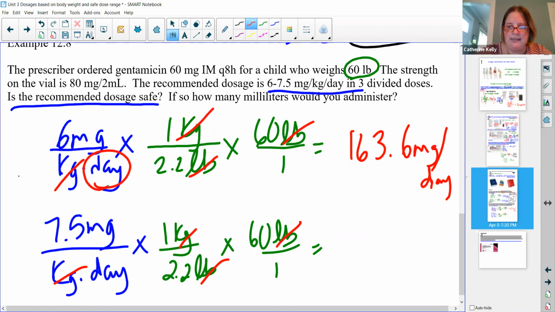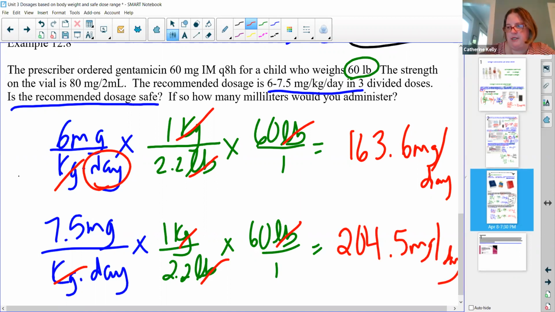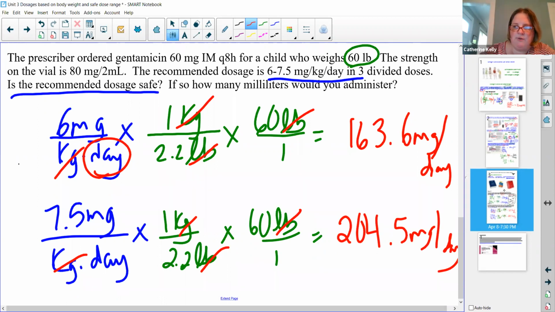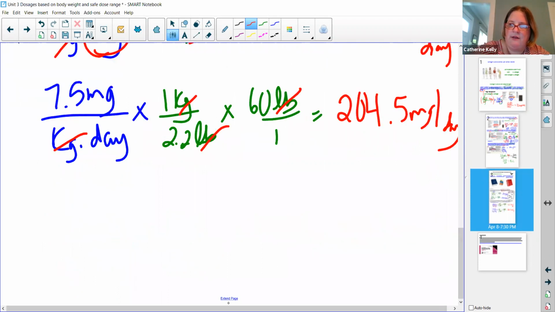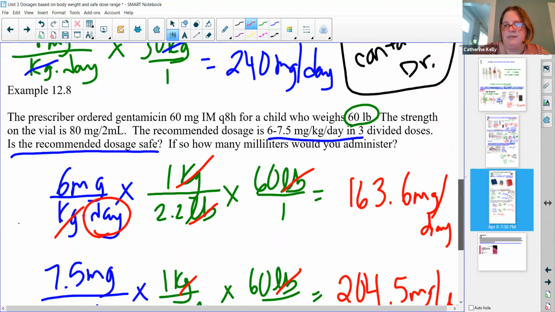And then it's 7.5 times 60 divided by 2.2, and it's 204.5 milligrams per day. So to be in the safe range for this drug for this patient, your doctor has to prescribe between 163 and 204 milligrams per day. So let's write that: 163 to 204 milligrams per day. And now let's see what the doctor's order was to see if it was safe.